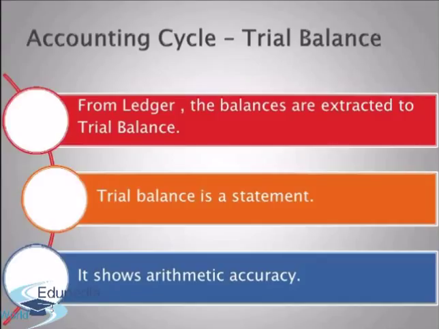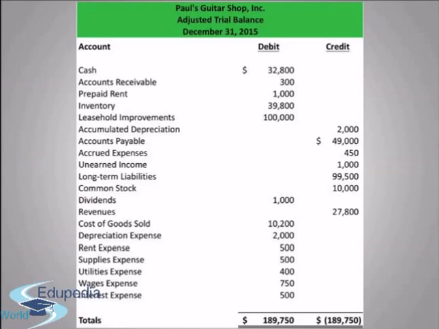So the purpose of preparation of this trial balance is to find out the arithmetical error, if any, we have committed while recording the transactions into the journal or the ledger. So let's see how this trial balance looks like. Now this is how the statement of trial balance looks like.